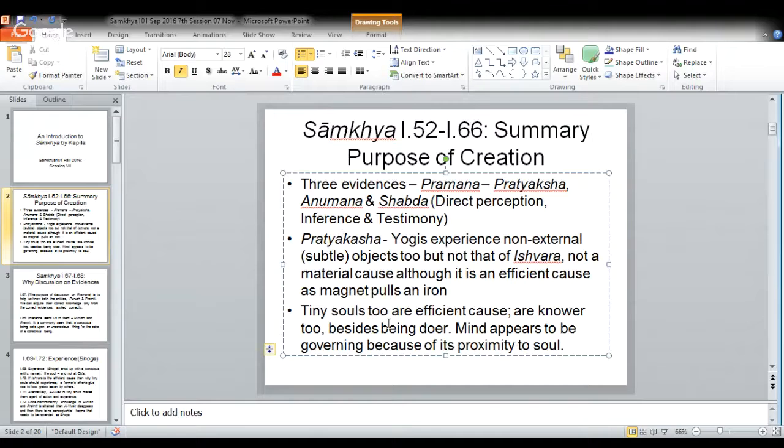Now, this is action oriented. When we are an efficient cause, like a carpenter is the efficient cause for a wooden chair, whereas wood is its material cause, in the process the carpenter acts upon wood. That is an action, that is an effort. Now Kapil is branching out, making a reference to tiny souls. They are not only making an effort, causing an action, they are knowers too. They gain knowledge also about objects in the world. And for that knowledge to be correct, we need to have a framework of evidences. So they are knowers too, besides being doers.